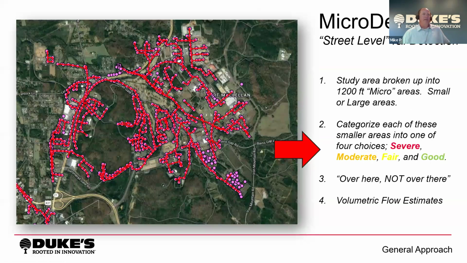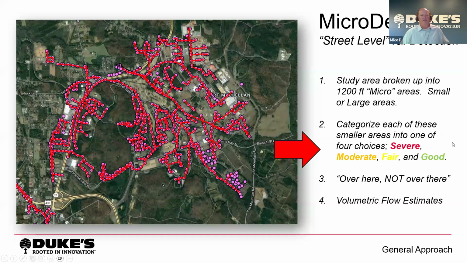So a map clip here, just to show the general approach: the study area when we do micro detection is broken up into, I'm stating, 1,200-foot micro areas. Sometimes these are 800 feet and sometimes they're 1,600 feet, but they're very small, especially compared with flow metering, open channel, or pump station setups and SCADA and so forth.